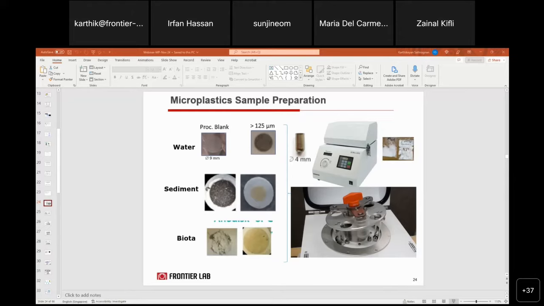So the second development that we have done is a small guard column that helps improve the separation of certain types of the polymers in the microplastics. In terms of connections, it's very simple. You just have to add this prior to the analytical column, and it also helps to protect the lifespan of your analytical column.